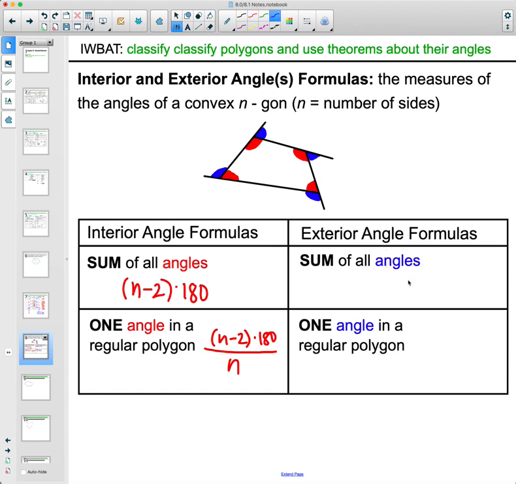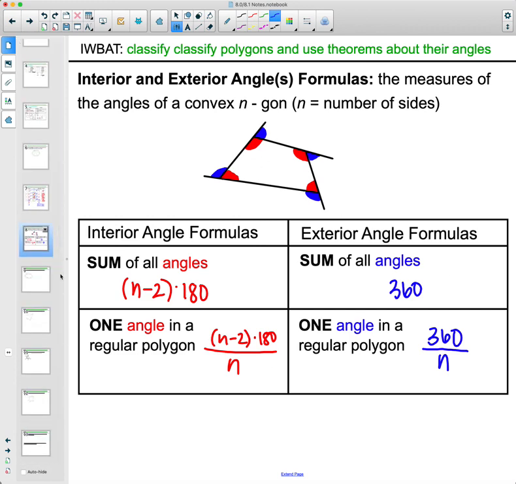Exterior angles are a little bit different because exterior angles actually always total 360. Always. It doesn't matter if it's 4-sided, 5-sided, 40-sided, the exterior sum is always 360. So if you had a regular polygon split into equal angles, so remember regular means equiangular, so all of the angles are the same, you would divide by the number of angles. So if this was a pentagon, you would do 360 divided by 5, octagon 360 divided by 8, and so on. So let's practice using these formulas.